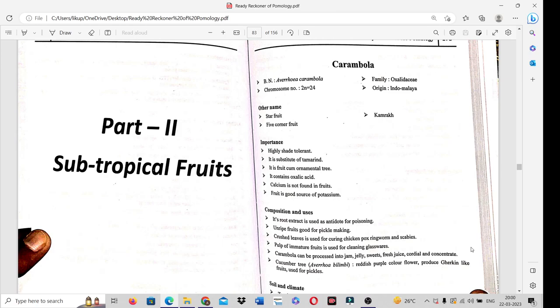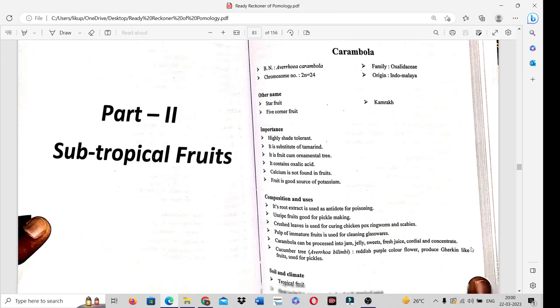Unripe fruits are good for pickle making. Leaves are used for curing chicken pox, ringworm and scabies. Pulp of immature fruits is used for cleaning glassware. Then carambola can be processed into jam, jelly, sweets, fresh juice, and squash concentrate. Cucumber tree, that is Averrhoa bilimbi, has reddish purple color flowers and produces gherkin-like fruits and pickles.